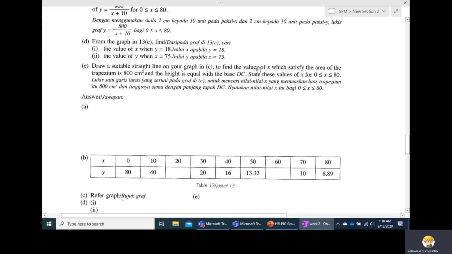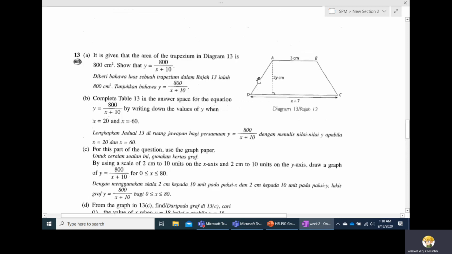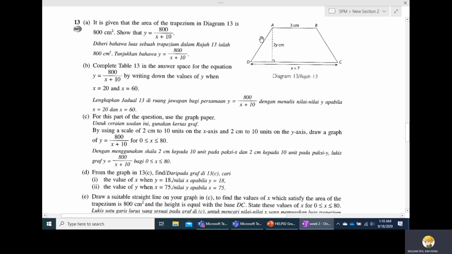To find the values of x which satisfy the area 800 and the height is equal to the base. The tinggi sama panjang dengan tapak. And the tapak here they give you is DC. So they want this equal to this. So 2y equals to what? x plus 7. 2y equals to x plus 7.